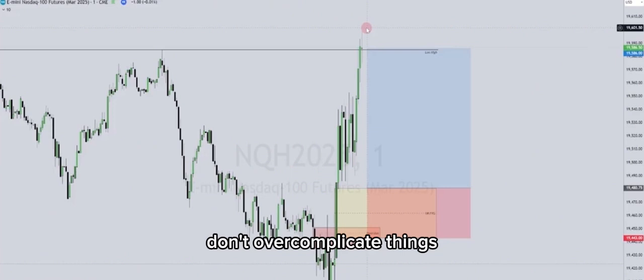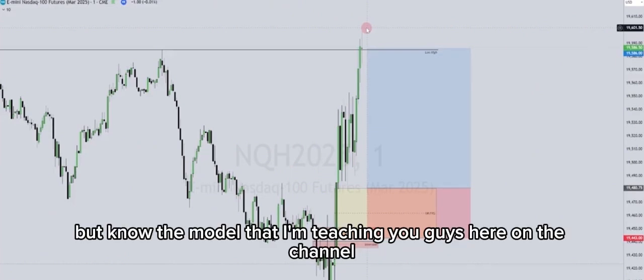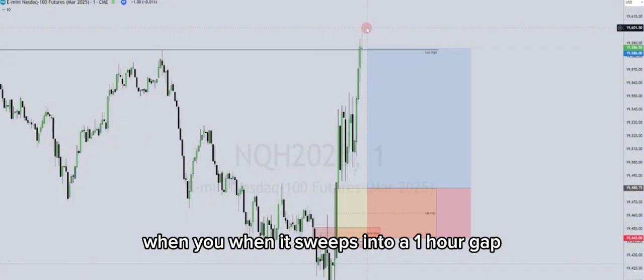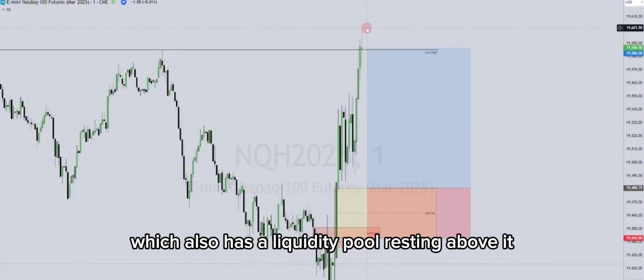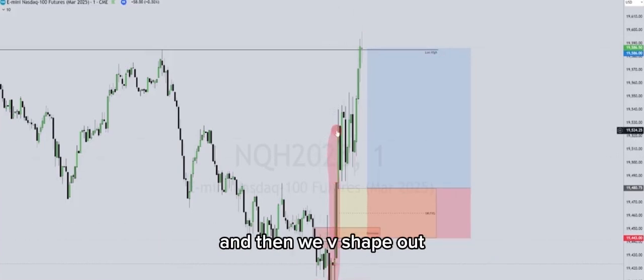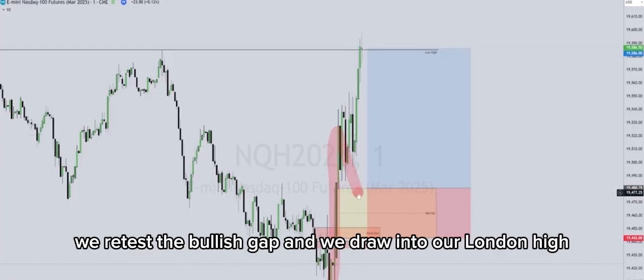So to conclude in this video, don't overcomplicate things, but know the model that I'm teaching you guys here on the channel. The inverted fair value gap model works fantastic when it sweeps into a 1 hour gap, which also has a liquidity pool resting above it. In this case, we get both factors there, okay? And then we V-shape out, we retest a bullish gap, and we draw into our London high.